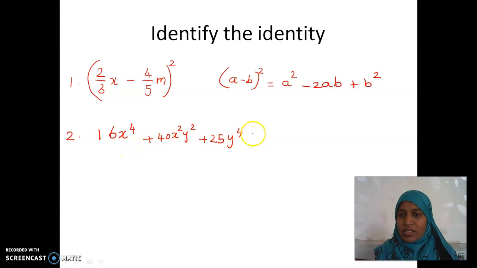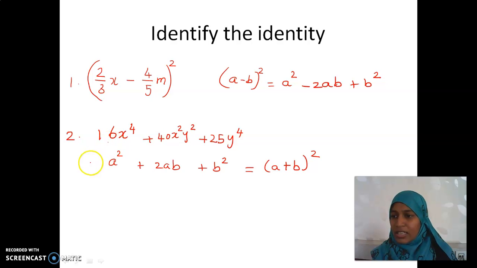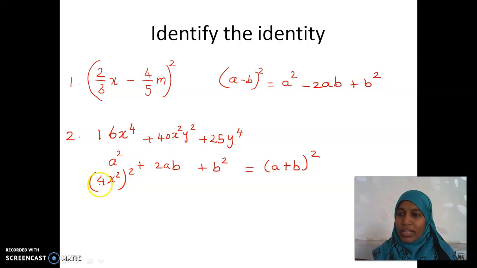Yes, it matches with a squared plus 2ab plus b squared. It is equal to what? Yes, a plus b the whole squared. See here, the 16 can be written as 4x squared the whole squared. If I multiply 4 twice, 4 4s are 16. Then x squared into x squared is x power 4. So we got 16x power 4.